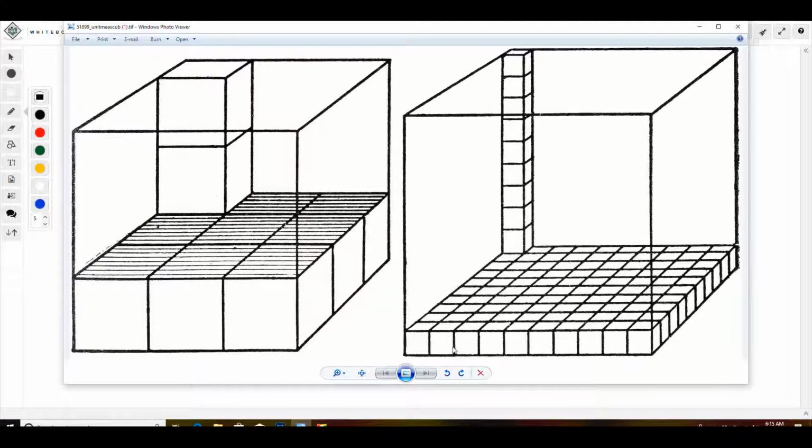So 100 cubes would fit at the bottom, just at the base, because 10 times 10 is 100. Okay, now to figure out how many little tiny cubes you're going to need to fill up this entire cube itself, you would take 100 and multiply it by how many these are, which I'm guessing is 10. 1, 2, 3, 4, 5, 6, 7, 8, 9. No, it would be 9. So 100 times 9 would be 900.